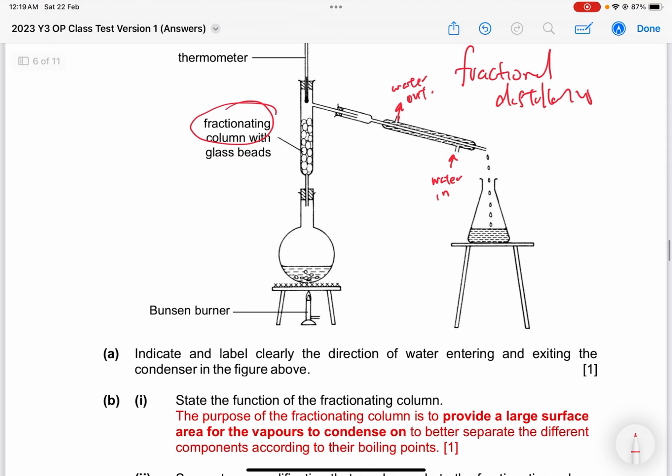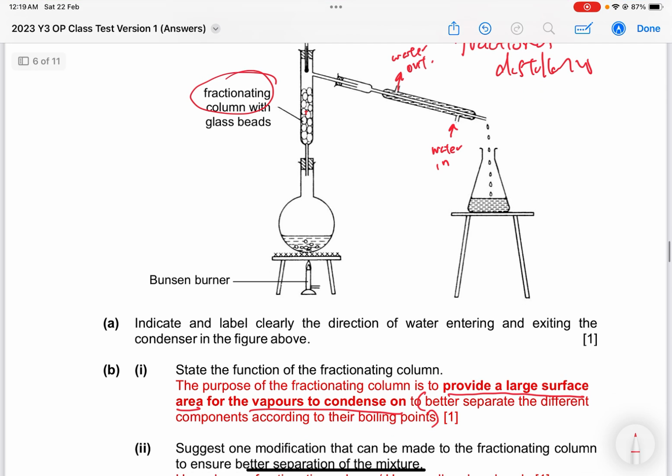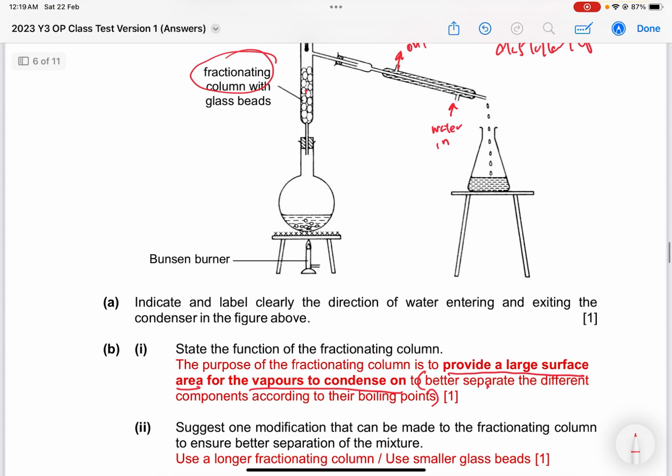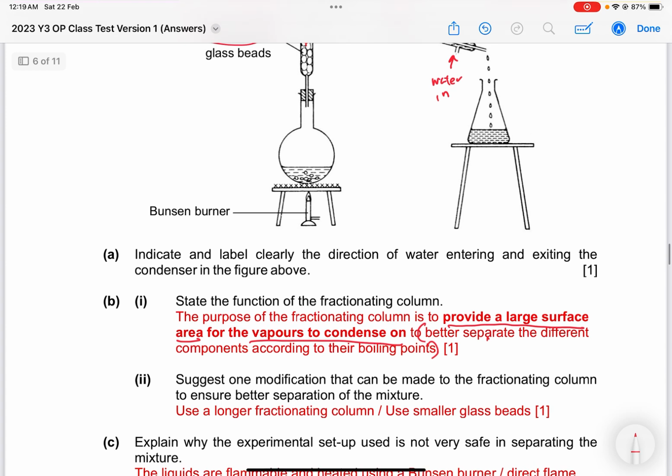State the function of fractionating column. So fractionating column has all these glass beads here, right? It's actually to provide a large surface area for the vapor to condense on. Okay, why you want it is really to better separate the different components according to their boiling point. So why you want a large surface area for the vapor to condense? So you can better separate the different components according to boiling point. But the 1 mark actually goes to the parts in bold, so provide a large surface area for the vapor to condense on. So take note, that's the function that we're looking out for.